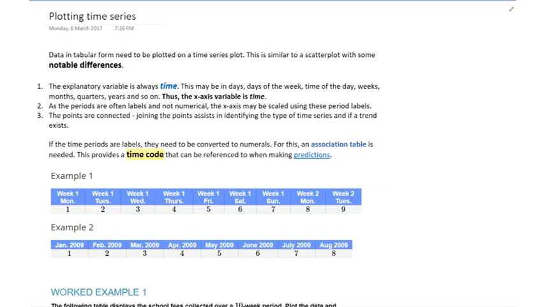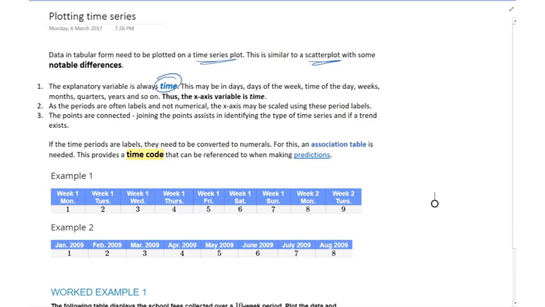Okay, so what we're going to look at here is something called plotting time series. Data in tabular form need to be plotted on a time series plot. This is similar to a scatter plot with some notable differences. The key difference really is that the explanatory variable is always time.